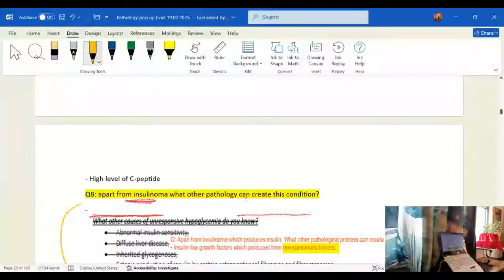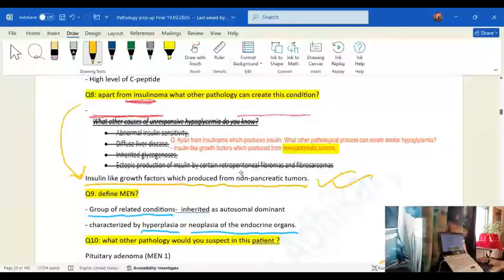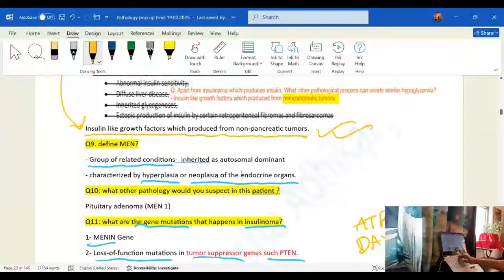Apart from insulinoma, what other pathology can create this condition? That is insulin-like growth factor, which is produced from a non-pancreatic tumor.